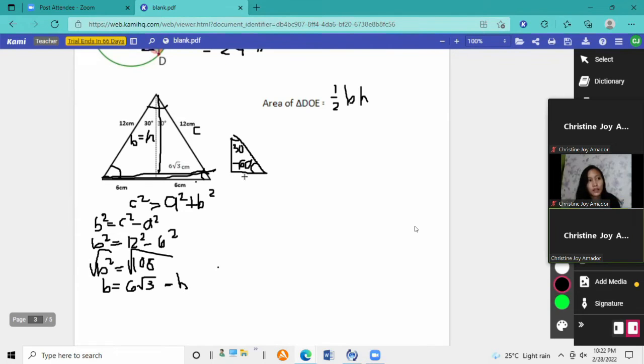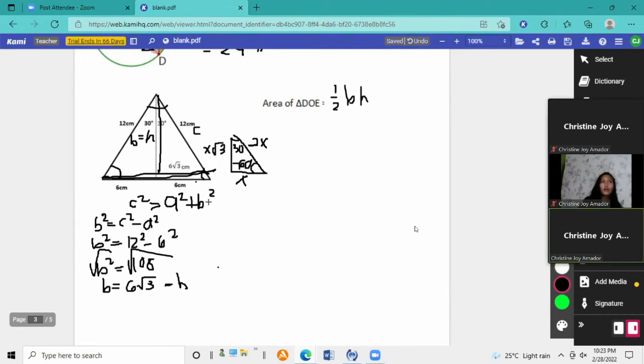The side opposite the 30 degree angle, we let that be x. This is based on the 30-60-90 special right triangle. For the hypotenuse c, we let that be 2x. And b, the side opposite the 60 degree angle, we let that be x square root of 3. Again, this is based on the 30-60-90 special right triangle.